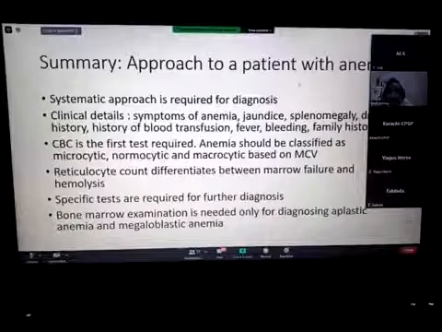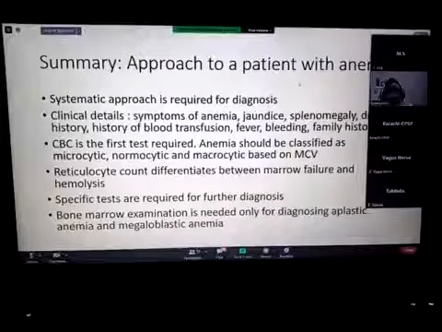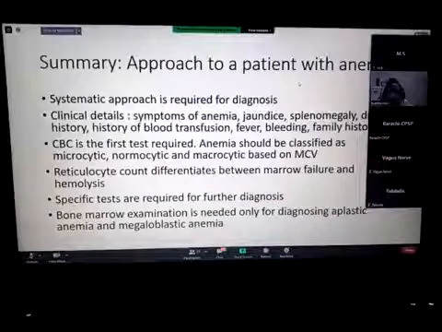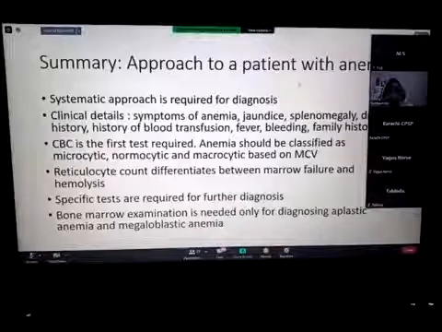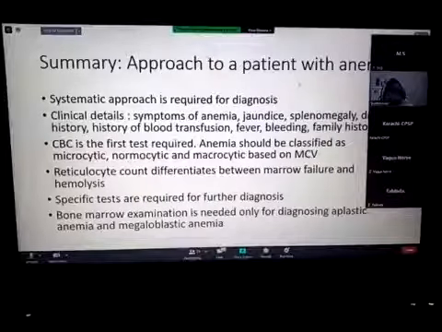Systematic approach is required. You need to take the clinical details for the patient. You need to find out the symptoms of anemia, which are usually the same. Jaundice and splenomegaly are important in case of hemolytic anemia. Drug history is very important because it can lead to all kinds of anemias.